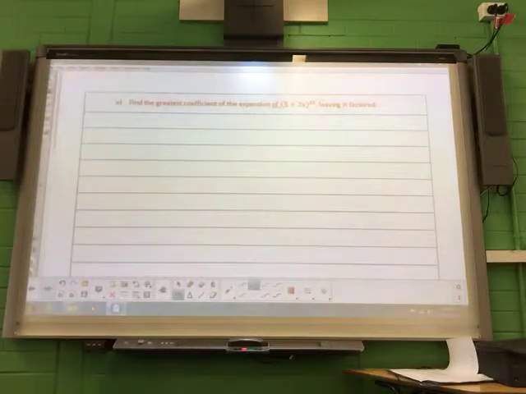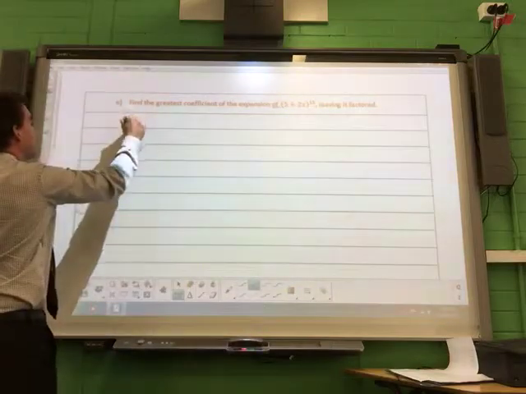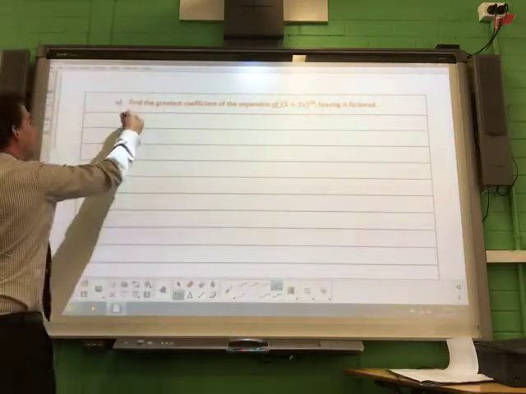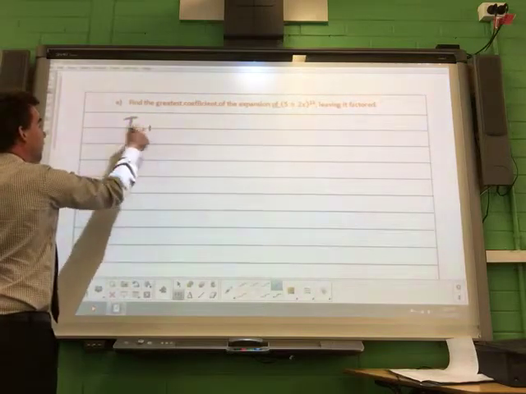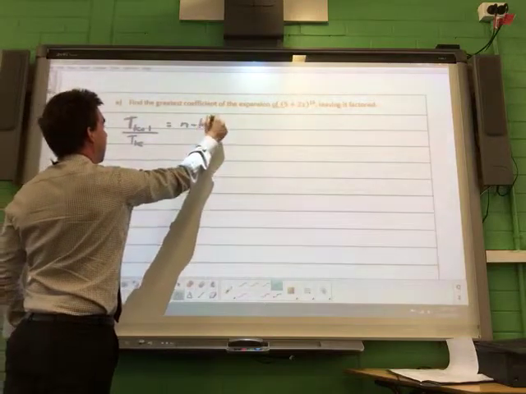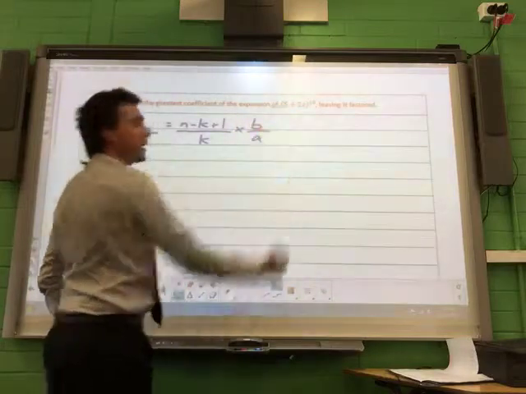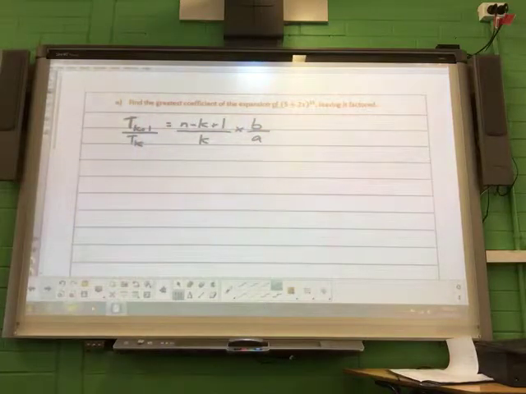Try the second one. Okay, so now we're told we're leaving it factored. I probably should have said that at the previous one. So we need to find the greatest coefficient of that expansion, leaving it factored. So the formula: term k plus 1 over the previous term is going to be n take away k plus 1 over k times b over a. That's the formula I need to remember to start.